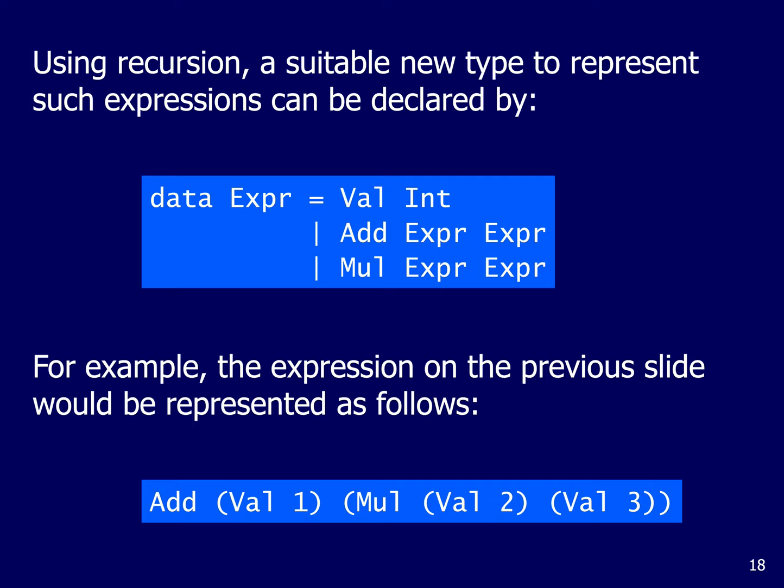A small gotcha here: it's very easy when you're first learning about these things to forget the Val tag. You might type this in and say, well, why can't I just write Add of 1, and then in brackets, Mul 2 and 3? That's because the Add and Mul constructors take two expressions as parameters, they don't take integers. So if you want to use integers as parameters to Add and Mul, you need to convert them into expressions first by using the Val tag. That's why you need the three Val tags in the value down the bottom. Otherwise, you get a type error.